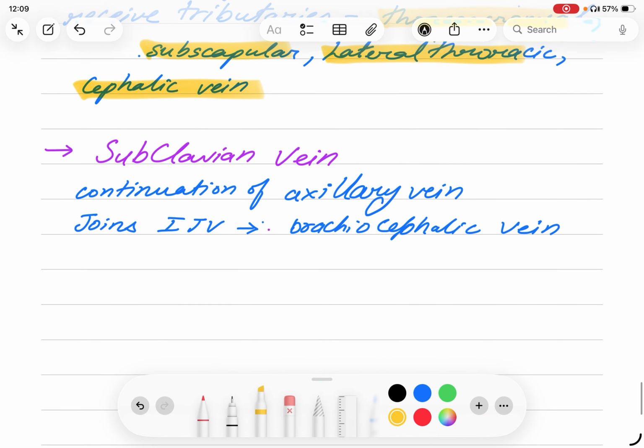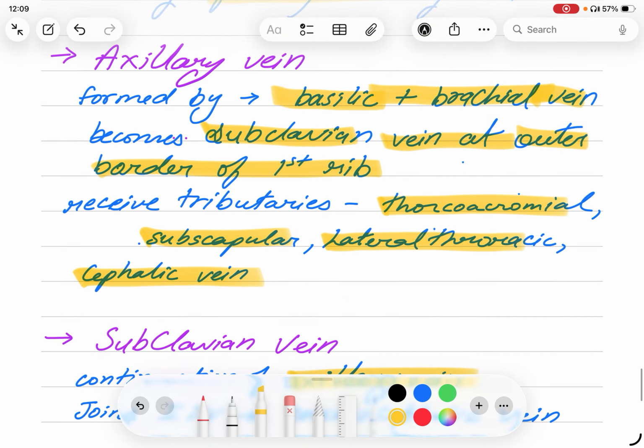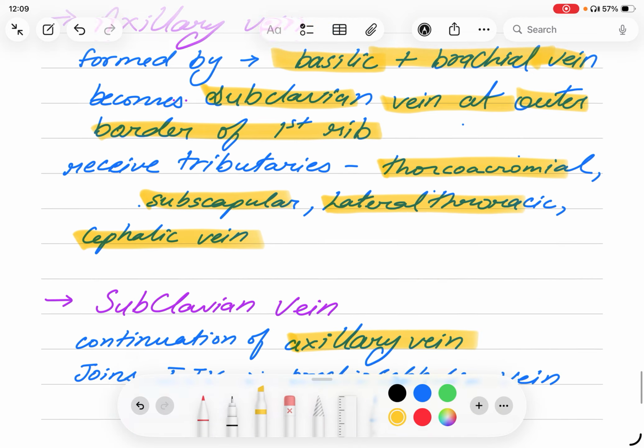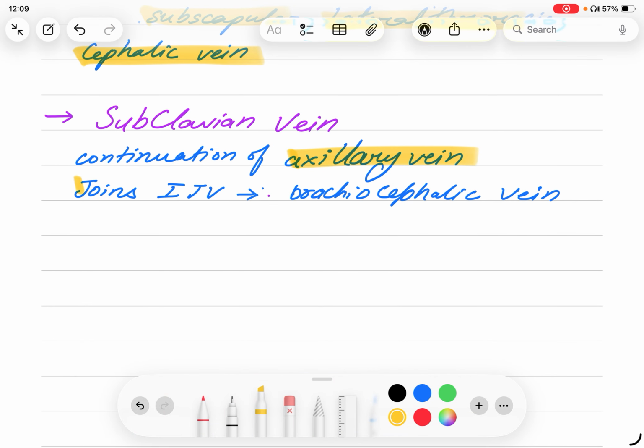Now come on to the subclavian vein. It is the continuation of the axillary vein, as we see, the axillary vein becomes the subclavian vein at the outer border of the first rib. Subclavian vein joins the internal jugular vein and becomes the brachiocephalic vein.